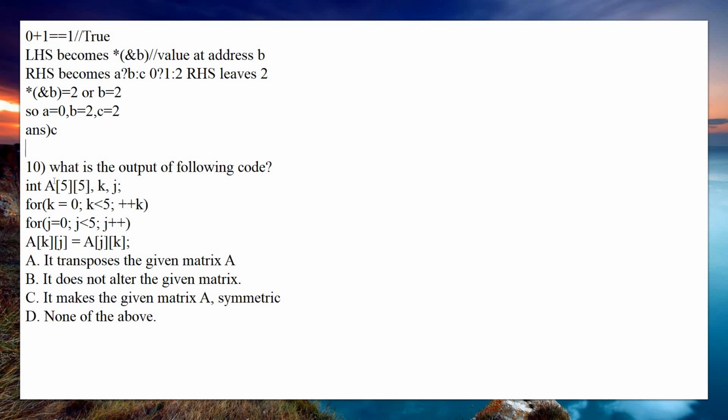Here there is an array of size 5 by 5. Here a of k of j has become a of j of k, which means you can clearly observe that it has been transposed. So it transposes the given matrix. So option A is the correct answer for this code, in which it transposes the given matrix.